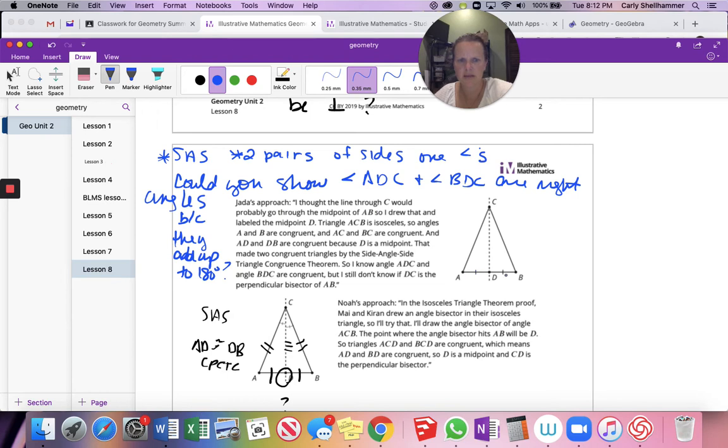So first she did that midpoint, and then we know it's isosceles, so A and B are congruent. AC and BC are congruent because it's isosceles, and AD and BD are congruent because she made the midpoint. So we did side angle side. That made two congruent triangles, so we know angle ADC and BDC. So she knows these are congruent, right? And what we could do is say, I'm actually going to, let's do this.